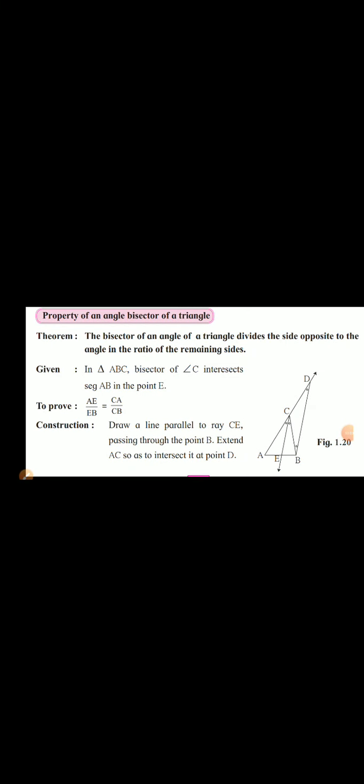So in this lecture we are going to study the 10th geometry chapter number 1, similarity, and this is lecture number 4. Now in the previous lecture we studied the basic proportionality theorem. In this lecture we have to study the next theorem, that is the property of an angle bisector of a triangle. So here we have to study this theorem of the angle bisector of a triangle.